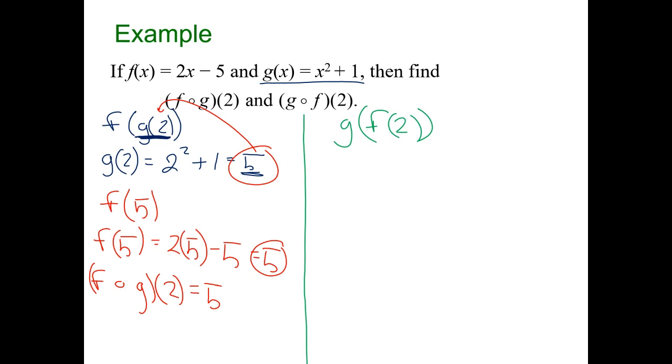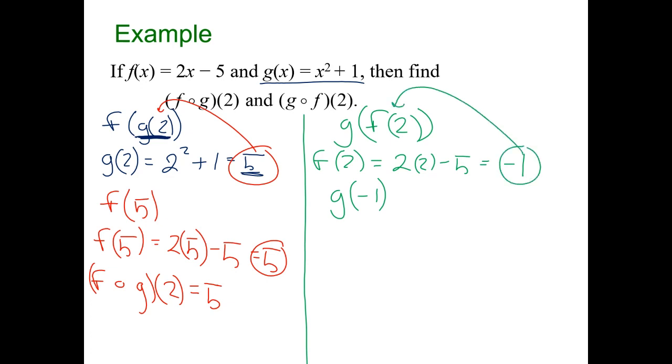The first one I did g of 2. Now I'm going to do f of 2. So f of 2, 2 times 2 minus 5 equals what? -1. Now, -1 is my new input into g of x. So g of -1. I'm taking that and replacing f of 2 with -1. And I can solve for g of -1.